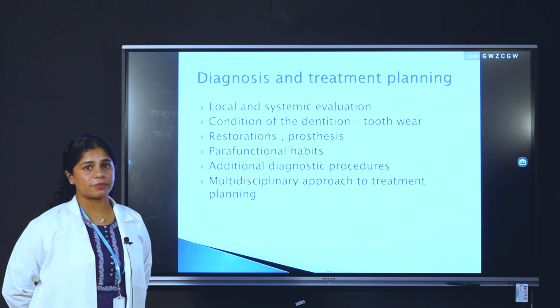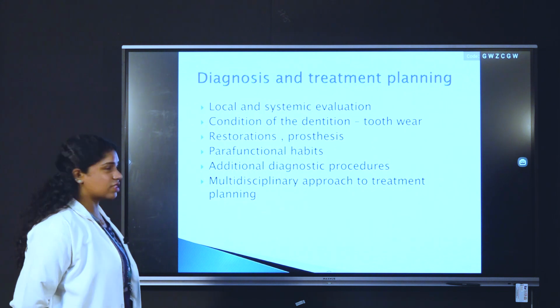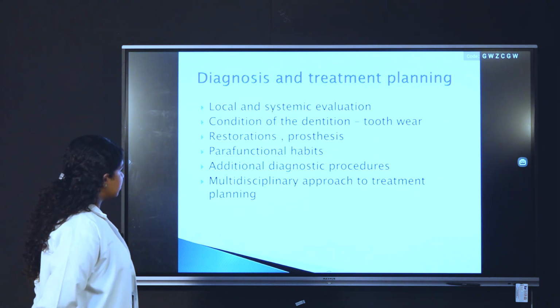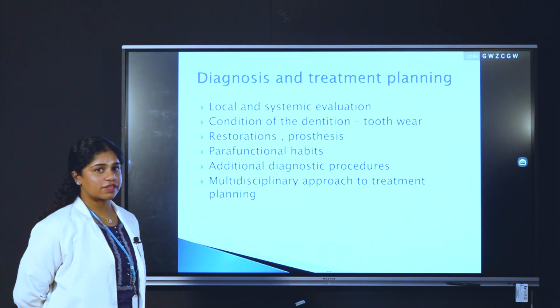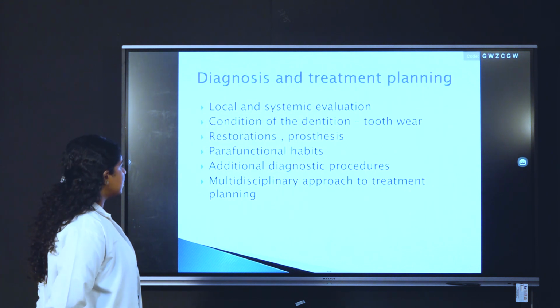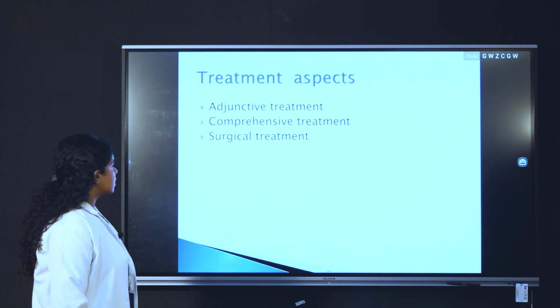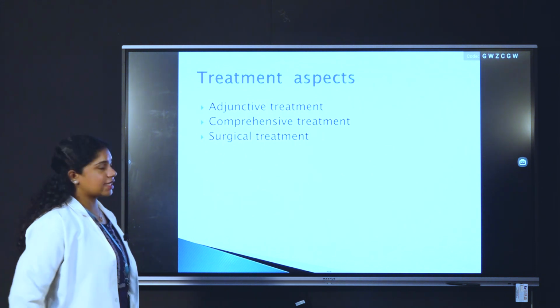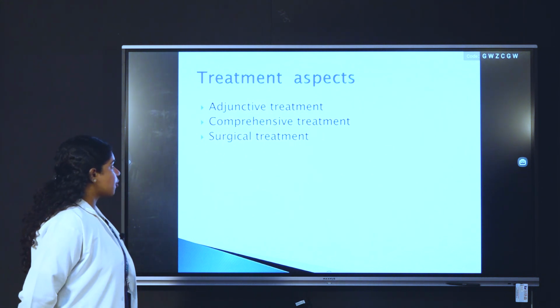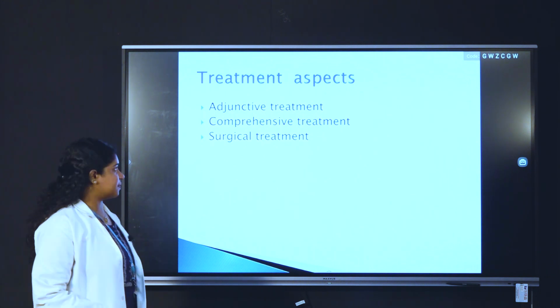Parafunctional habits, if they are present, are to be corrected using various appliances. Additional diagnostic procedures, whatever are required, are to be taken, and a multidisciplinary approach is very important. So what are the treatment aspects? That is adjunctive treatment, comprehensive treatment and surgical treatment.